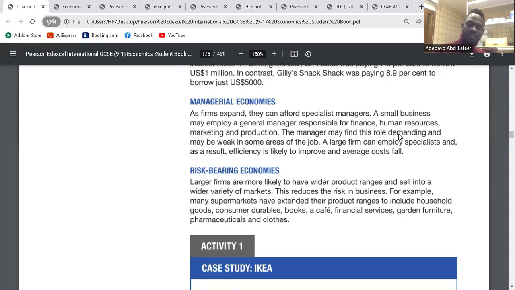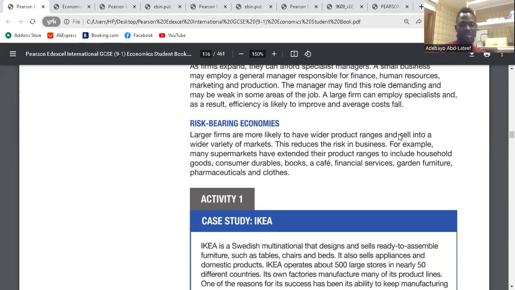Right. For risk bearing, as a large firm, okay, let me read for them. Larger firms are more likely to have wider product ranges and sell into wider varieties of markets. This reduces the risk in business. Get the point.